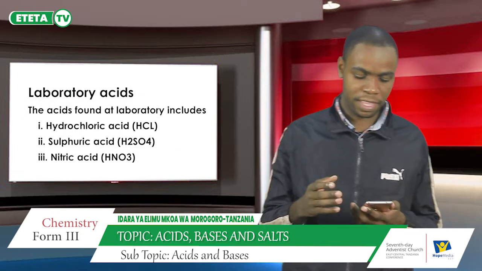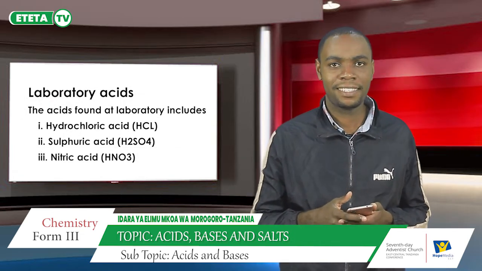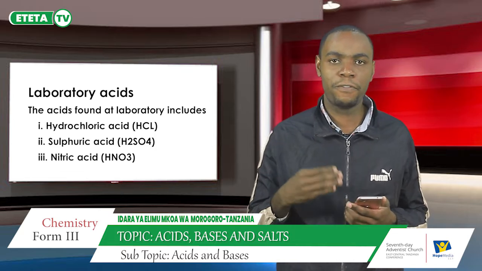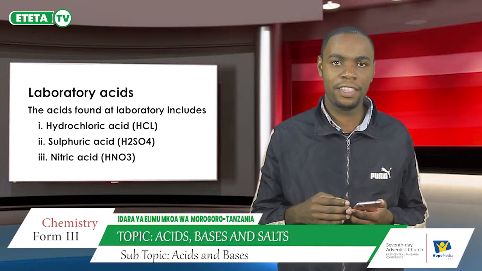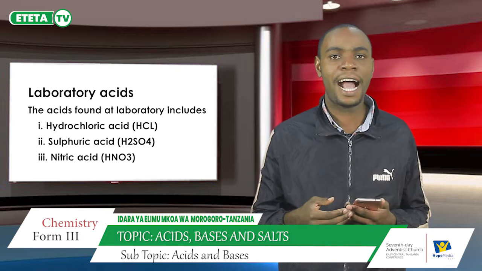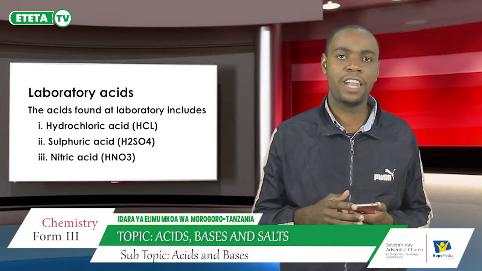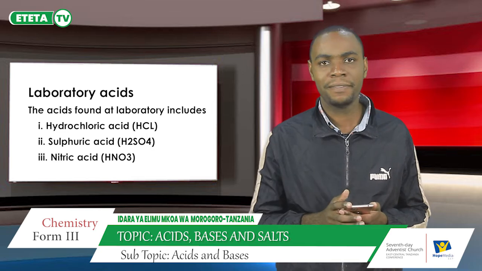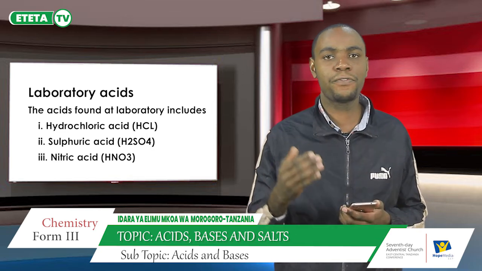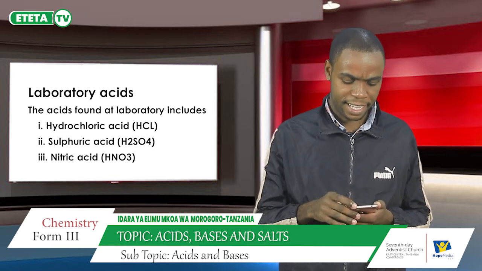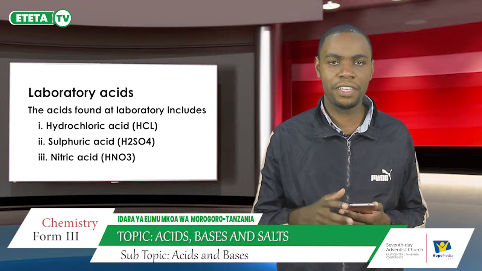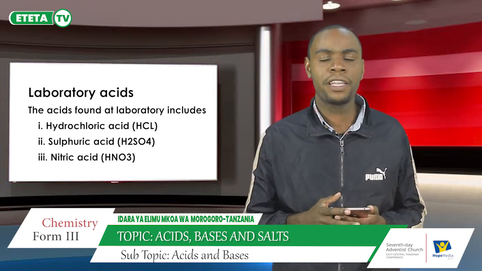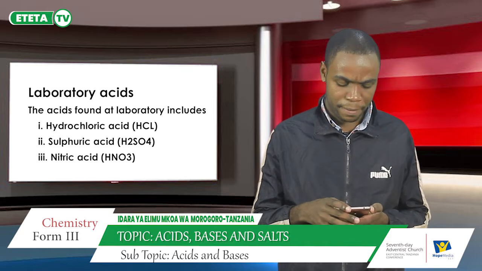Now let's look at the laboratory acids. I mean the acids which are used in the laboratory for various experiments. There are three common acids which are used in the laboratory for various experiments, including hydrochloric acid. Another is sulfuric acid, and the last one is nitric acid. So these are acids which are commonly used in the laboratory for scientific experiments.